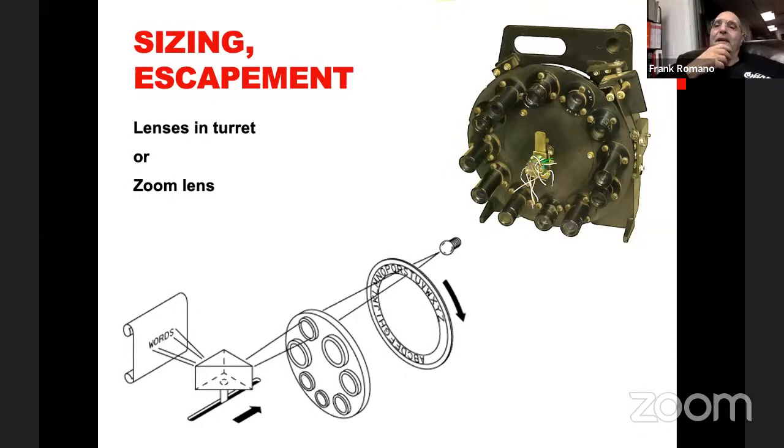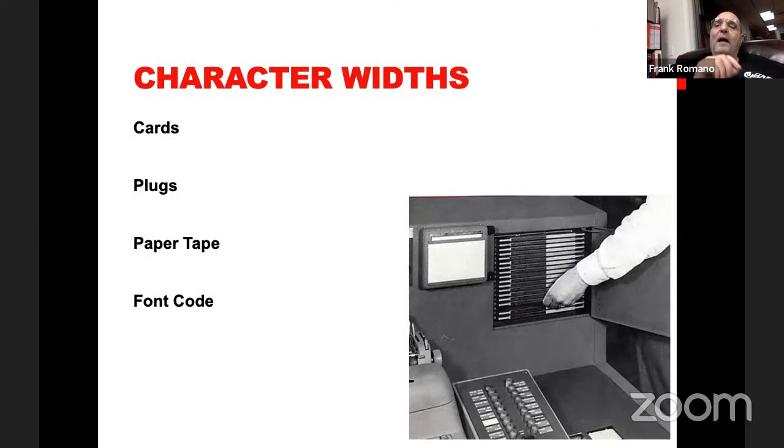The other thing you had to have was one way of storing the width values for every character. So you could put the width values on a card, a plug, you could put it on paper tape, you could even have it as a code on the font itself.